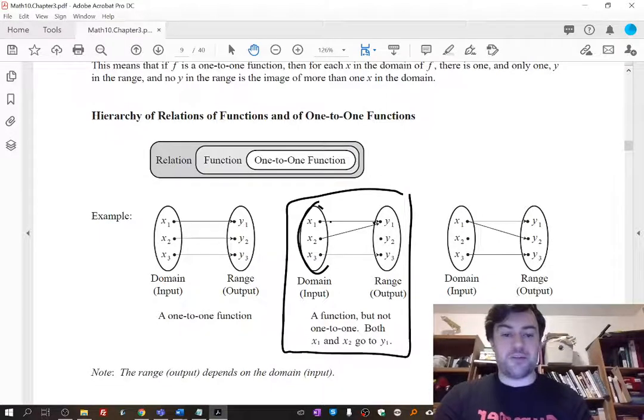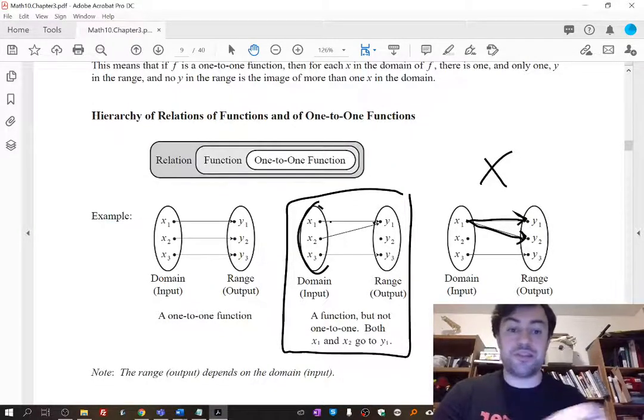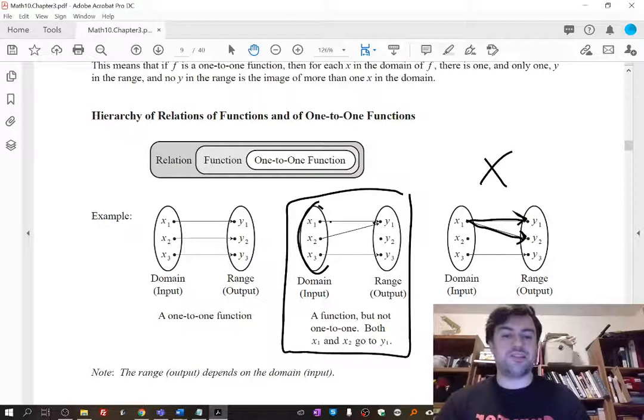Here's an example of something that is not. This relation here is not a function because you can see there's two arrows coming out of this one x value, and that's not how functions work. Yes, this over here is a relation, but it is not a function because there's a special rule about functions where every x has to match to only one y.